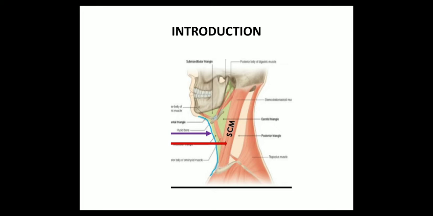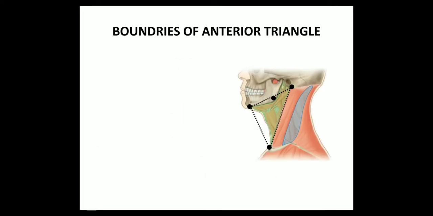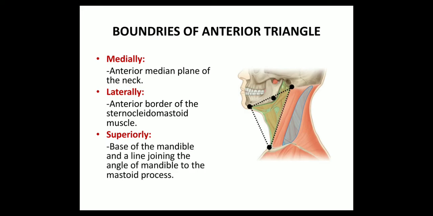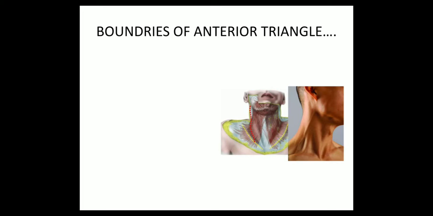The anterior triangle is bounded medially by the median line and laterally by the anterior border of the sternocleidomastoid muscle. The boundaries of the anterior triangle include medially the anterior median plane of the neck, laterally the anterior border of the sternocleidomastoid muscle, superiorly the base of the mandible and the line joining the angle of the mandible to the mastoid process.